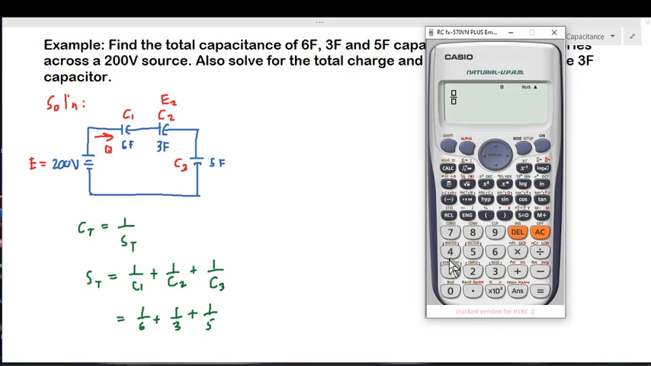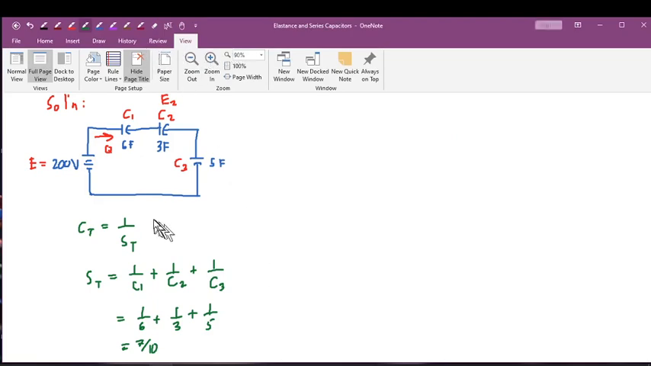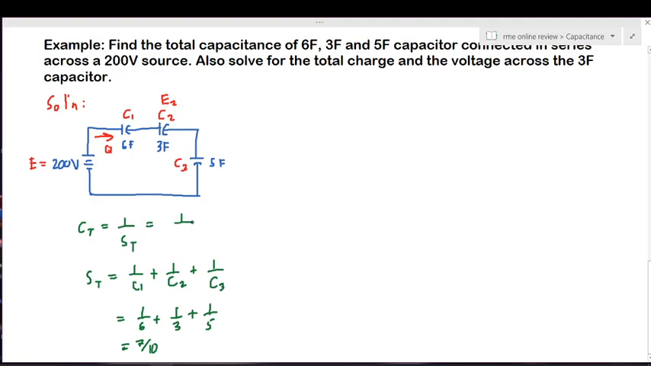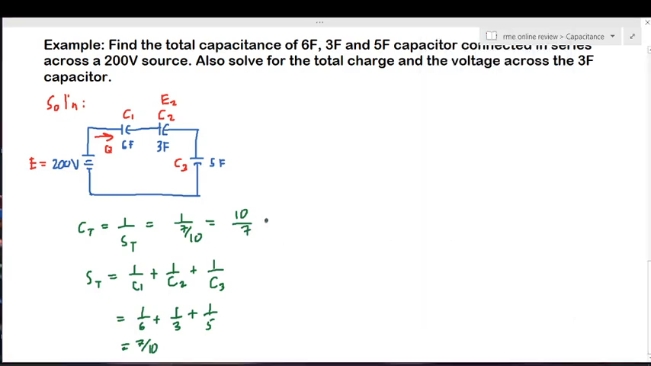So we have 1 over 6 plus 1 over 3 plus 1 over 5. We have 7 over 10. So our total capacitance now is equal to 1 over 7 over 10, or equivalent to 10 over 7. 10 divided by 7 is equivalent to 1.43. So 1.43 farad. We have solved our total capacitance.